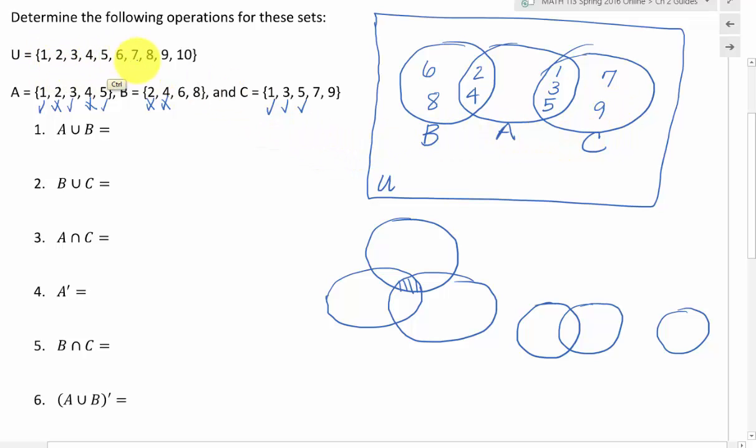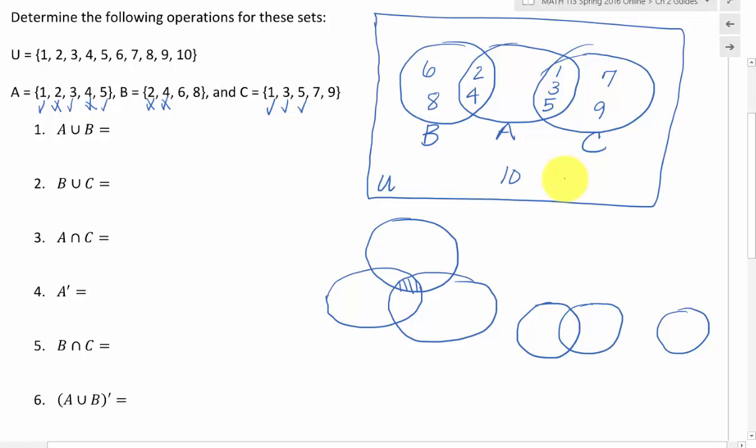And then I have to come back to the universe and check it. I have 1, 2, 3, 4, 5, 6, 7, 8, 9, 10. Here, if I look, I have 1, 2, 3, 4, 5. There's 6, 7, 8, 9. The only thing missing is the 10. I can add that to the universe, not in any one of the particular sets.